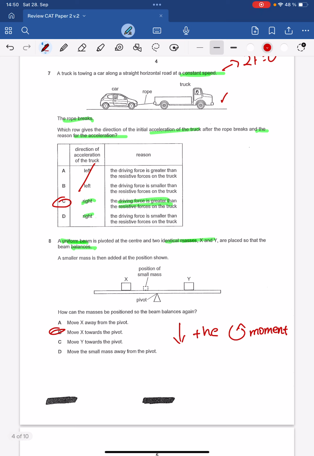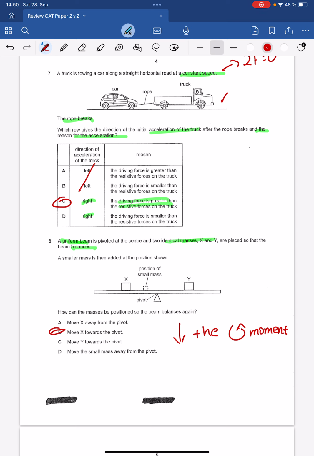A uniform beam, I highlighted uniform because it comes in many questions. Uniform beam means that the mass of it is equally distributed along its area. Okay, so the key here, for paper 4 questions, is that if you had to draw the center of gravity or center of mass of a uniform beam, that's always in the middle. Okay, that's always halfway through the beam for a uniform beam, which is the case for, I would say, all of IGCSE questions.